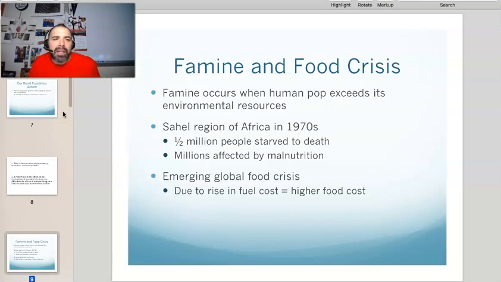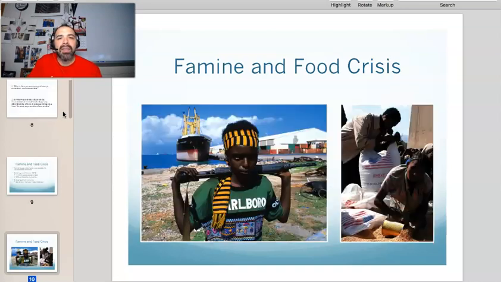Famine and food crisis: if an individual does not have food, that is one of the major issues that can impact human population. Famine occurs when population exceeds its environmental resources. For example, in the Sahel region of Africa in the 70s, 500,000 people starved to death and millions were affected by malnutrition. There is an emerging global food crisis due to the rise in fuel cost and higher food cost, and we'll talk more about that. We are in the midst of a global food crisis.